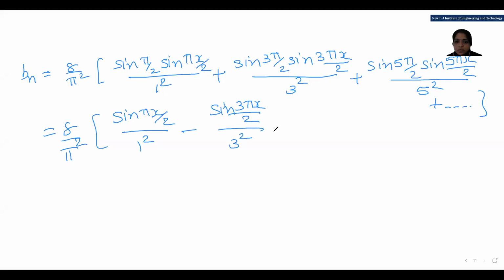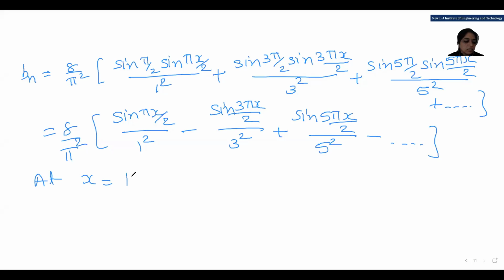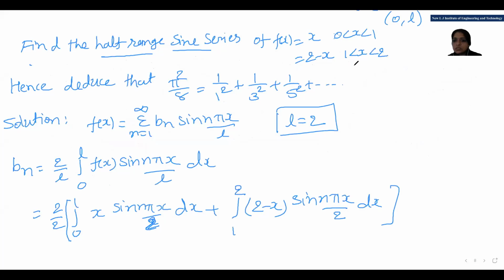Sine 5 pi by 2 is again 1, so sine 5 pi x by 2 upon 5 square, then minus, and move on. Now, as we want to prove that series, our function is discontinuous at 1. So at x is equal to 1, what is our given question? Our function is discontinuous at 1.